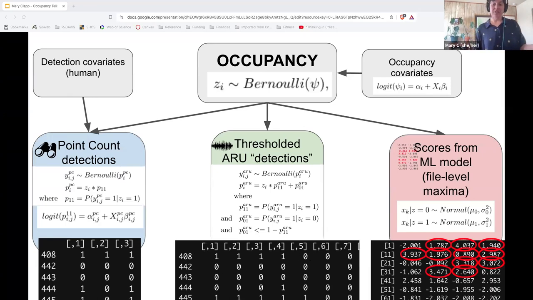And one thing to note about this ARU model, this detection part of the model is how it models false positives. So we assume that false positives can occur within a 15-minute file, regardless of occupancy status. So even sites that are occupied can have files that are unoccupied by the bird.